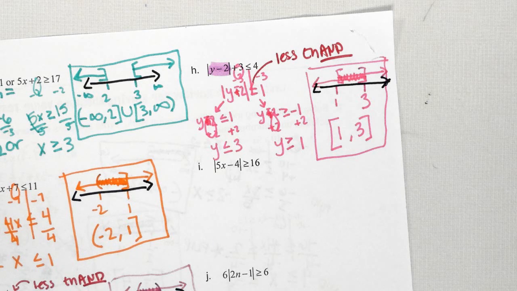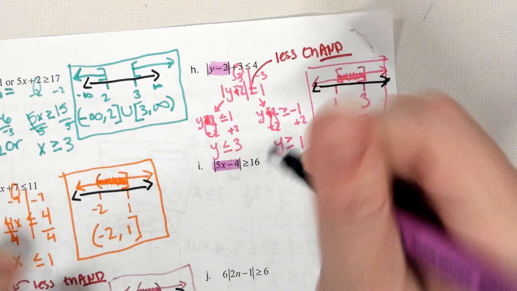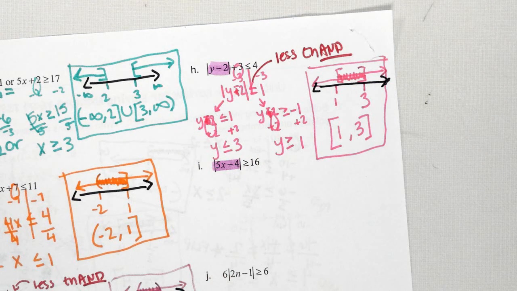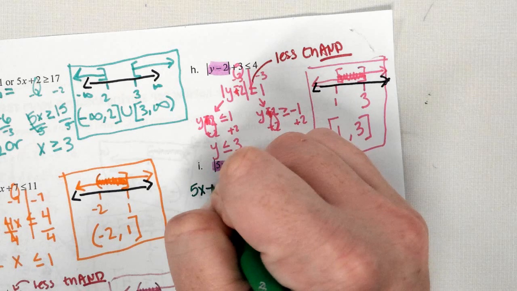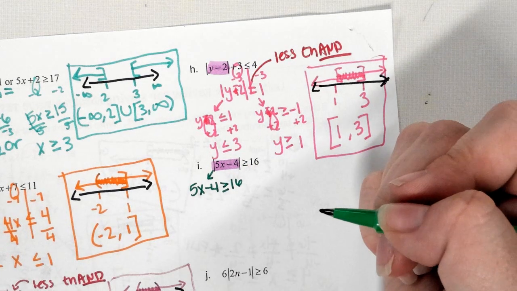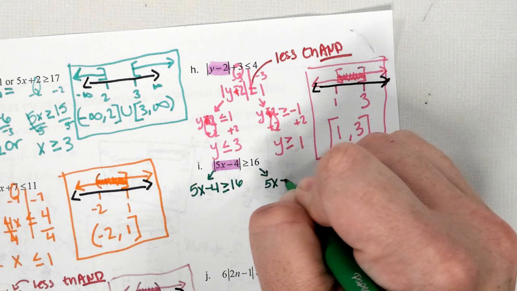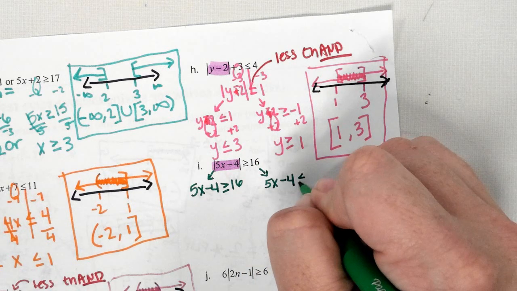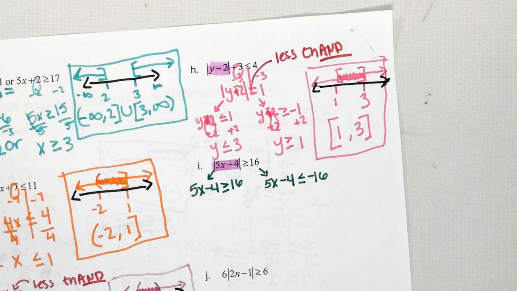Okay, let's look at I. Again, make sure your absolute value is alone, and on this one it is already alone, so we're good to go. So we're going to rewrite it exact. 5x minus 4 is greater than or equal to 16. And then I'm going to rewrite it 5x minus 4. Flip my symbol, so less than or equal to, opposite, so -16. And we're going to solve both.